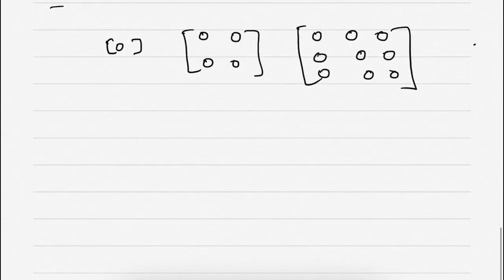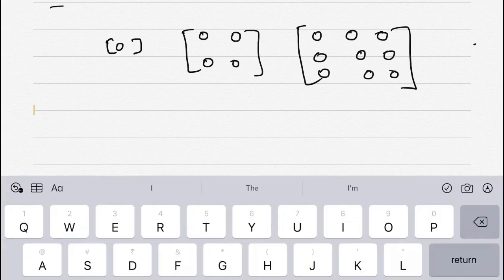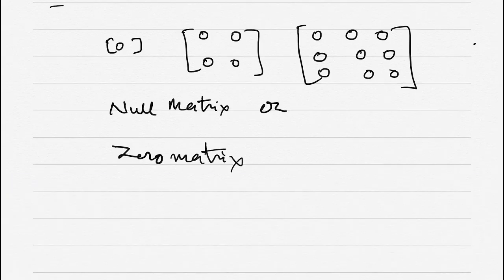Now consider one more matrix. What is the specialty of these matrices? Yes, in all these matrices, all the elements are 0. So a matrix in which all the elements are 0 is called a zero matrix or a null matrix. Zero matrix.